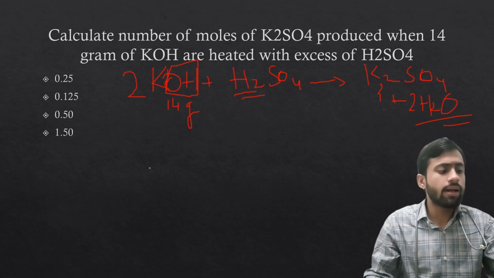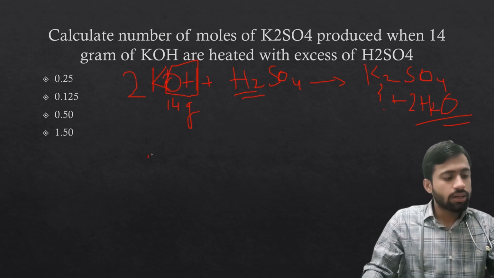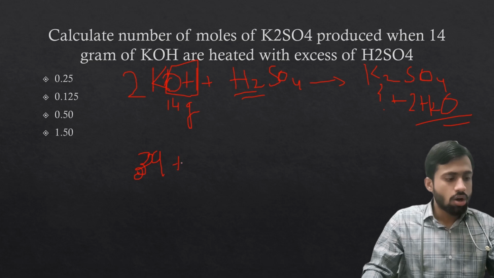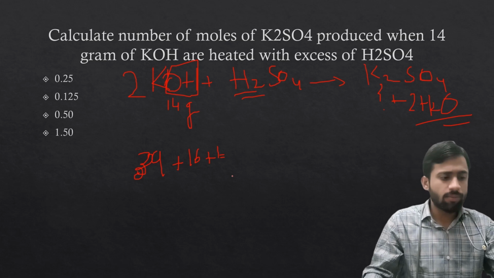Okay, so again let's come towards finding the molar mass of potassium hydroxide. 39 for potassium. For oxygen it is 16 and for hydrogen it is 1. 40 plus 16 will give you the answer 56 grams.